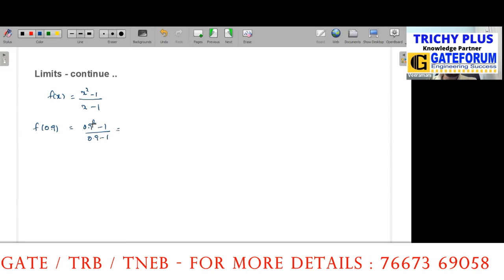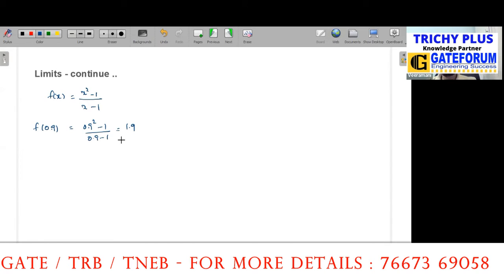So what will you get? 0.81 minus 1, which is equal to minus 0.19, divided by minus 0.1. Okay, so if you put it, you will be getting 1.9, correct? Okay, fine. So when I put f of 0.9, I am getting 1.9.